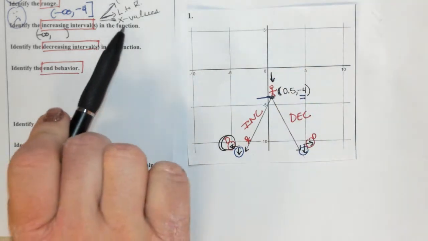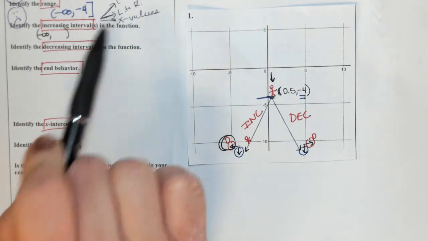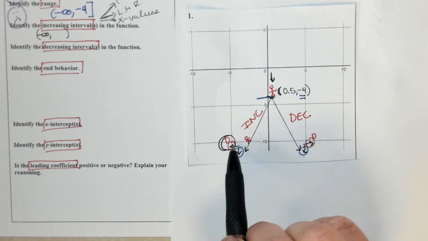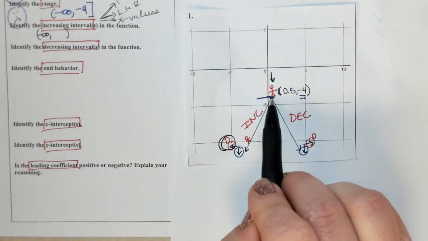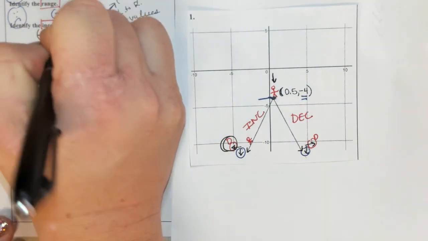Why am I doing x values? It says it up here. Anytime we do increasing, decreasing, or later constant, we do it in terms of x values. So it continues to increase till it gets to this point. What is this x value? It is 0.5. Done.